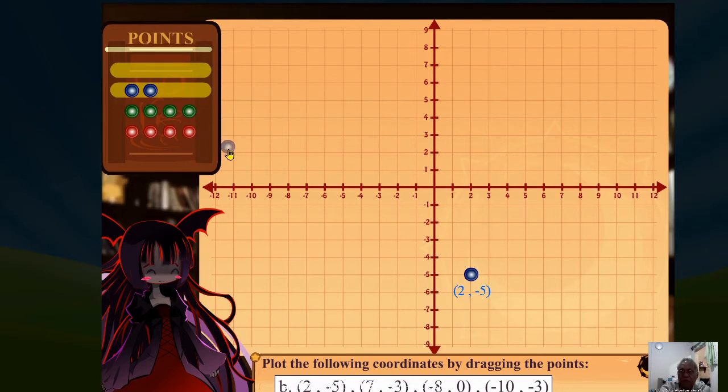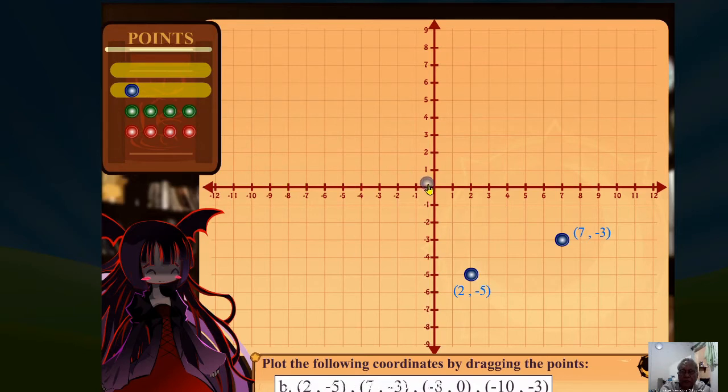7, negative 3. So for 7, because that is positive, it's in here. 6, 7. Now, negative 3, we are going down because that is negative. So we have 1, 2, 3. Very good.